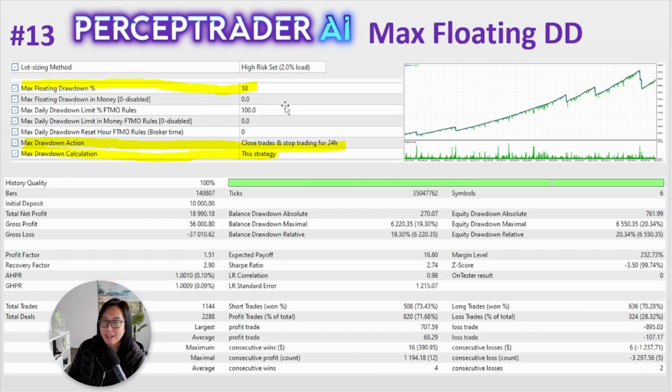So for illustrative purposes only, which is why I chose 10%, to show you that it does stop trading when it hits the 10% mark, and it continues trading after 24 hours straight away. So you can see this jagged equity chart. However, in reality, you wouldn't be using such a tight max floating drawdown for such a high risk setting. If you really wanted to use a high risk setting, then you would use a much bigger number for the maximum floating drawdown to let the EA have a bit more breathing room.